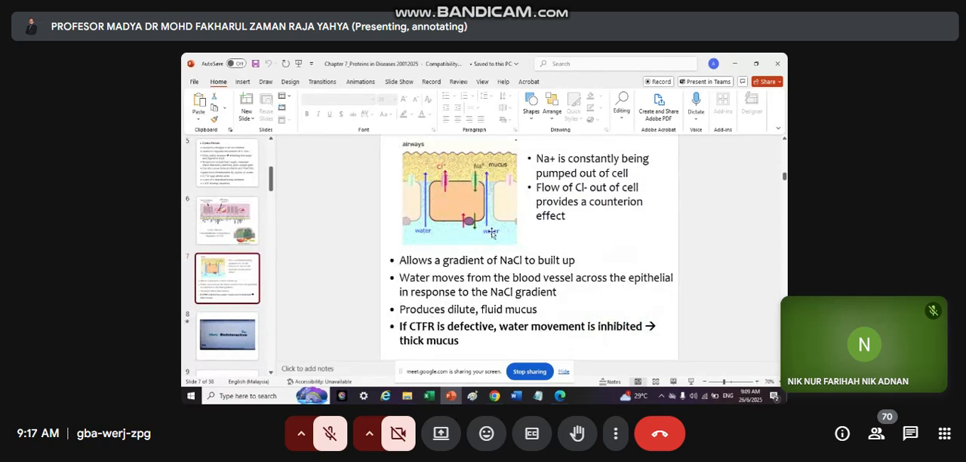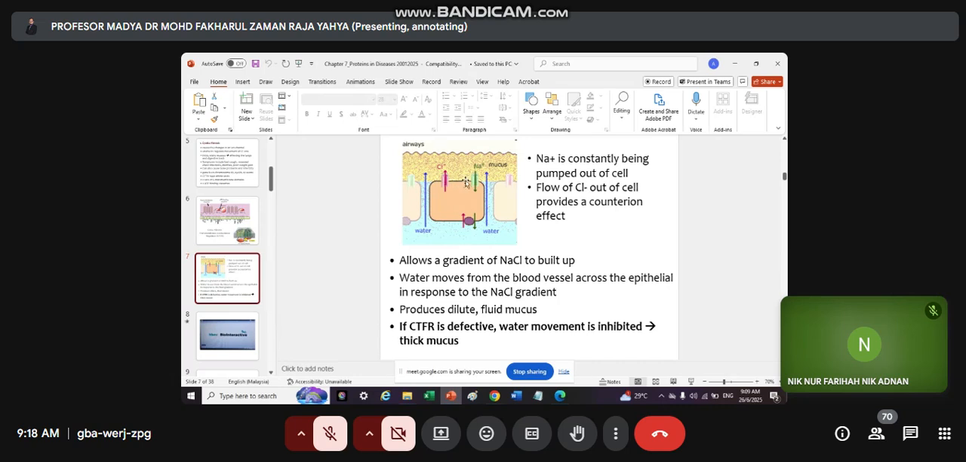In normal condition, CFTR protein helps our body cells to pump water and ions. For example, from blood vessel into epithelial cells. Across the epithelial cells, the same goes to ions, sodium and chlorine ions. So the flow of water and ions should be normal when CFTR protein can function.